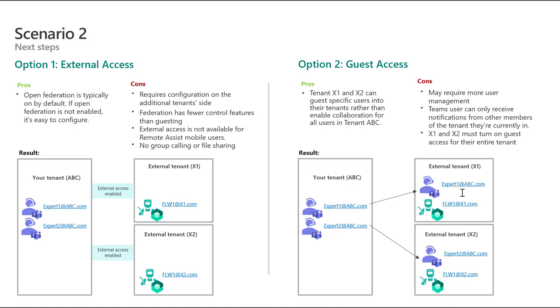And one of the cons is that it would require more user management. So let's just compare these two again. Let's just say your organization wants first-line worker 1 at x1.com to collaborate with both of these experts. Well, that would be a little bit easier to set up in external access, because once you set up external access, then this user will be able to search and collaborate with anyone in this tenant. Whereas if you're using guest access, that means that this tenant will specifically have to guest in both of these experts. So it's just 2 actions versus 1.